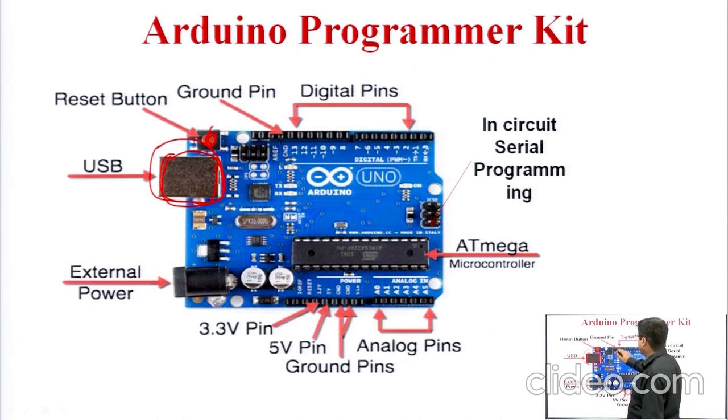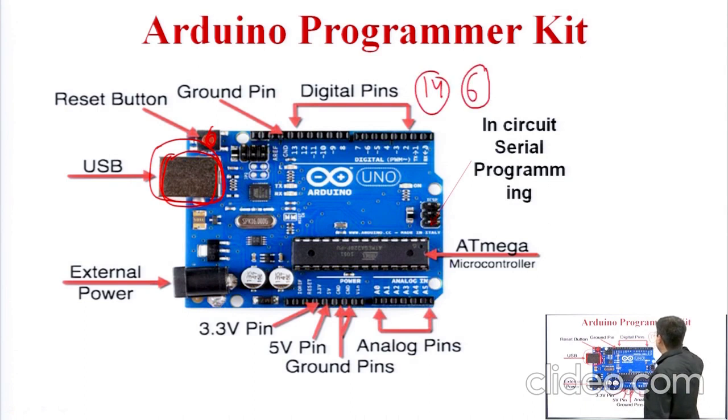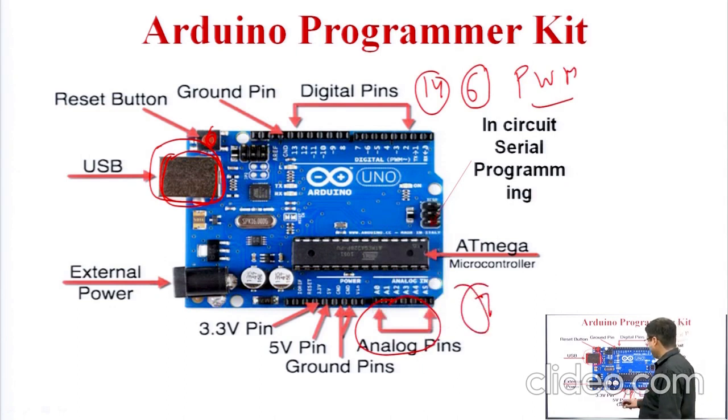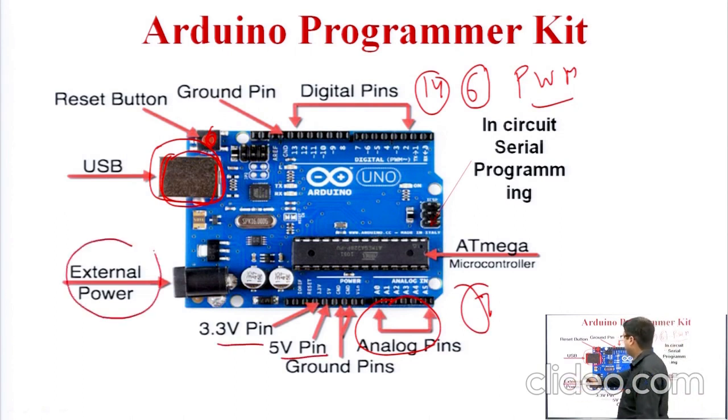It has a ground pin as well. It has digital pins. How many digital pins are there? It has 14 digital pins. Out of the 14 digital pins, 6 have specific functions used for PWM. Okay, it has analog pins as well. How many analog pins are there? 6 to 7 analog pins are there. Okay, it has a 5-volt pin. It has a 3.3 volt pin. External power can also be connected through this module, and it has ground pins.